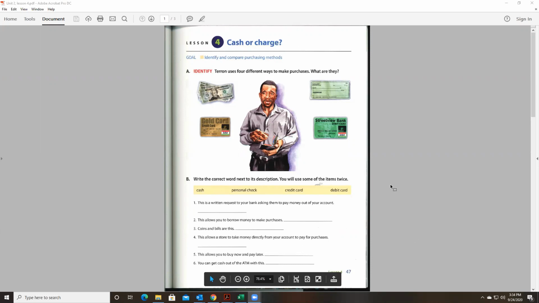It's page 47, okay? So today our goal is to identify and compare different purchasing methods. In particular, we are going to talk about 4 different methods. So if you look at A, it says identify. Tehran uses 4 different ways to make purchases. What are they? Okay, so here are your 4 ways. This is Tehran.